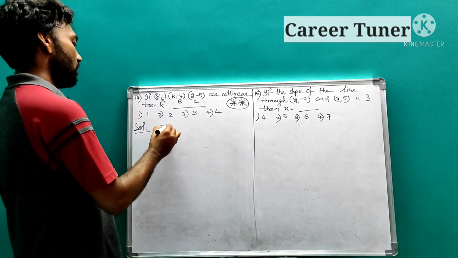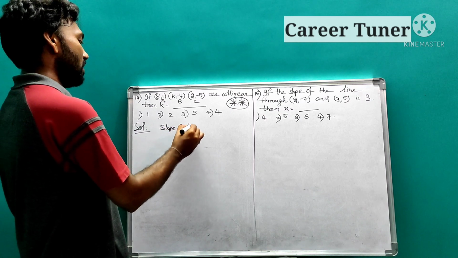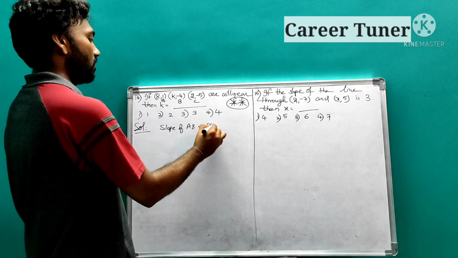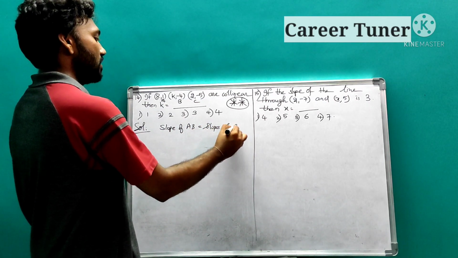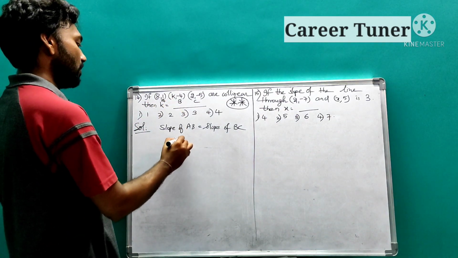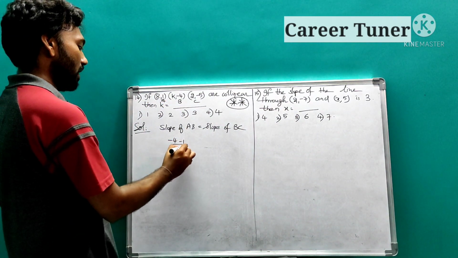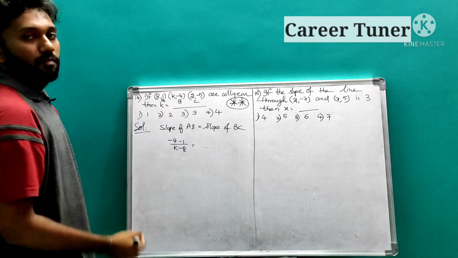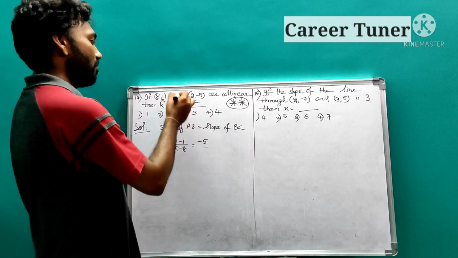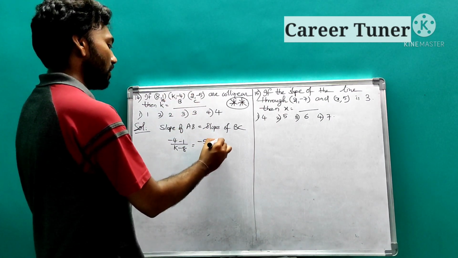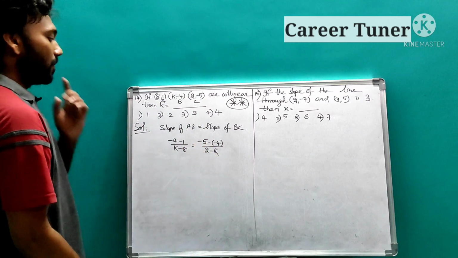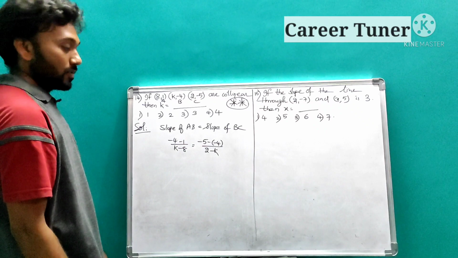So slope of AB is equal to slope of BC. What is slope of AB? Now if you substitute, minus 4 minus 1 by k minus 8, that is y2 minus y1 by x2 minus x1. And next slope of BC, that is minus 5 minus of minus 4 by 2 minus k. Now if you look, minus 4 minus 1, so how much?